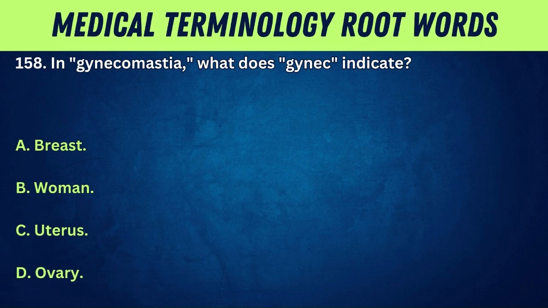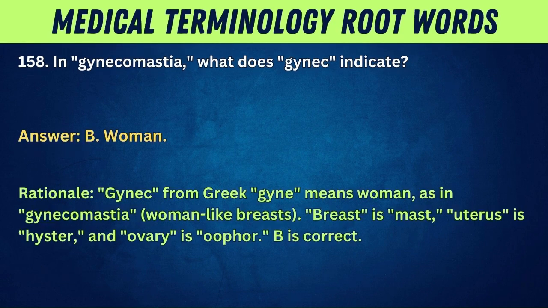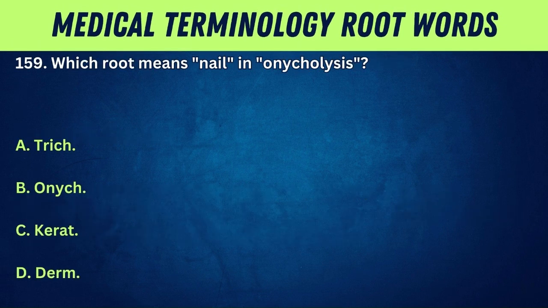A. Breast. B. Woman. C. Uterus. D. Ovary. Answer: B. Woman. Rationale: gynec from Greek gyne means woman, as in gynecomastia, woman-like breasts. Breast is mast, uterus is hyster, and ovary is oophor. B is correct. 159. Which root means nail in onycholysis?